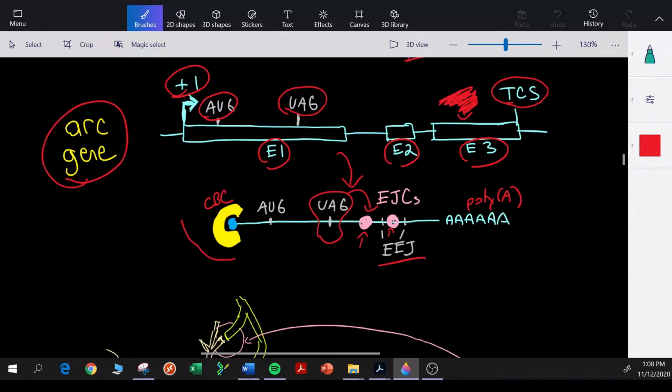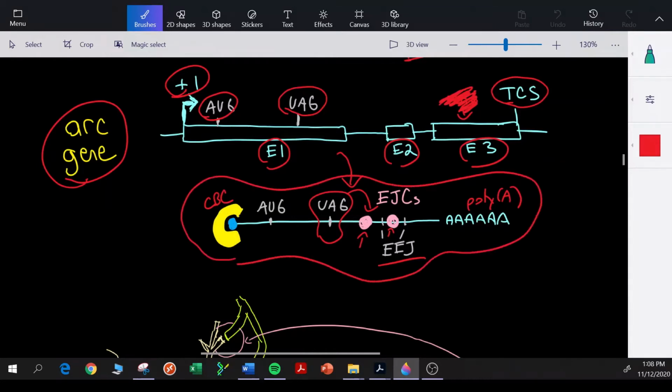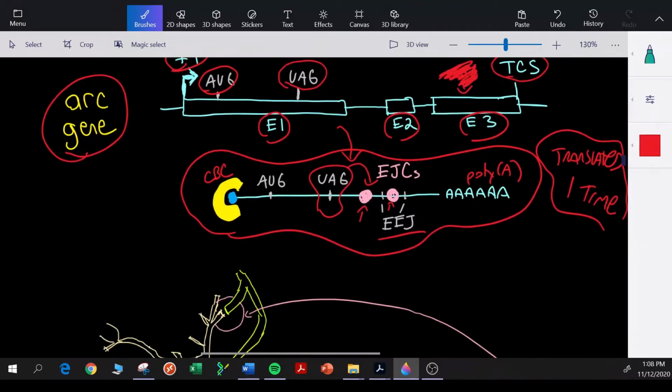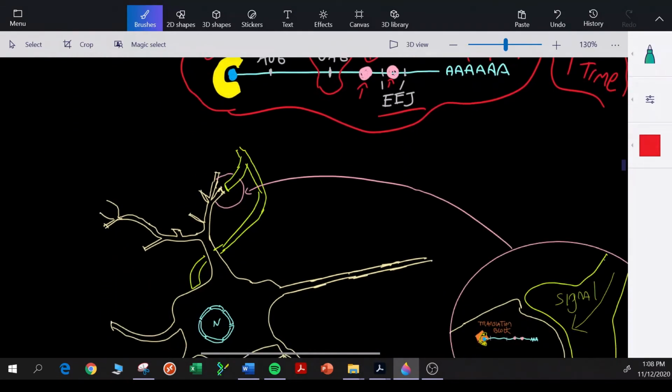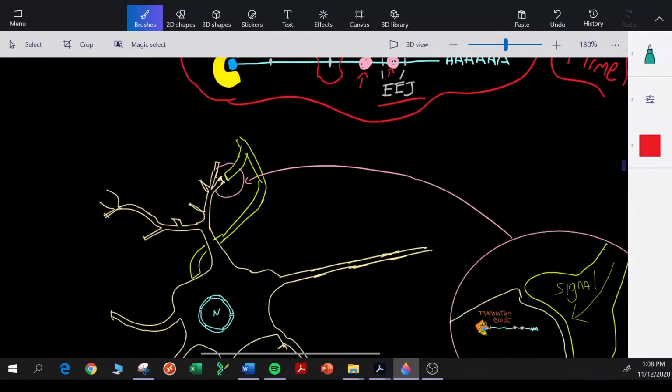So this ARC gene can only be translated one time, assuming nonsense mediated decay works normally. It is an efficient process. So at most one time. So each messenger RNA, we normally think messenger RNAs can be translated many times over and over again to make many, many proteins. In this case, this messenger RNA can be translated only one time. At least that's the common model of ARC gene translation.